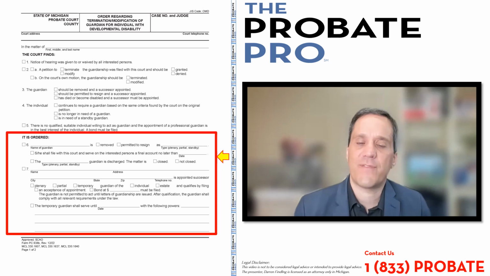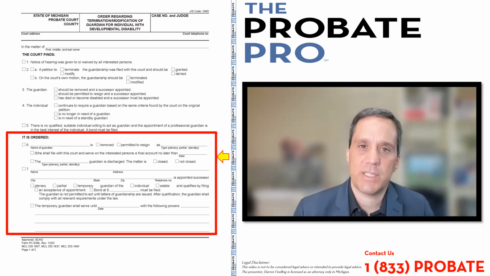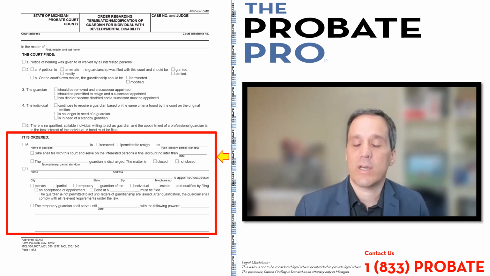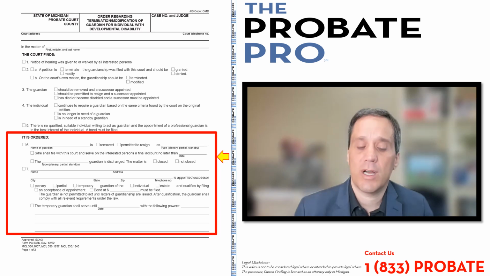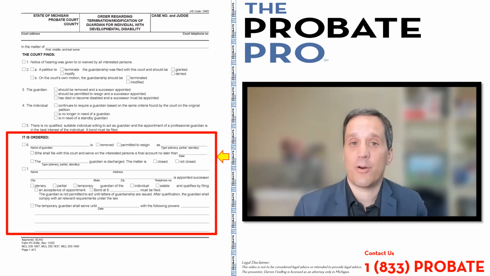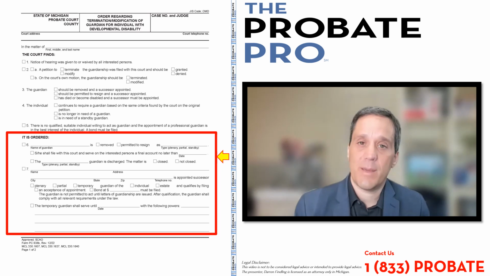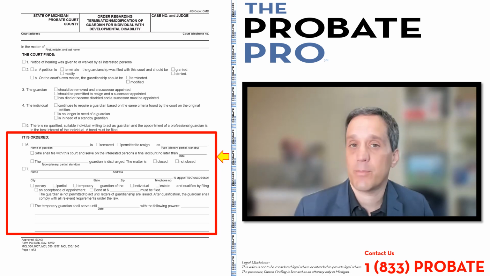So the top part are the findings of the court. The bottom section of this particular form are the court orders, and it's really a repeat of what we saw above. The court is identifying whether somebody is removed or permitted to resign, whether the person is required to do an accounting for purposes of handling any of the financial affairs of the individual, whether the person has been discharged, and whether this matter remains open or it's closed. In addition, it identifies a space for the identification of a successor, that means a new person to serve as the guardian, and then what requirements are necessary for them to qualify.